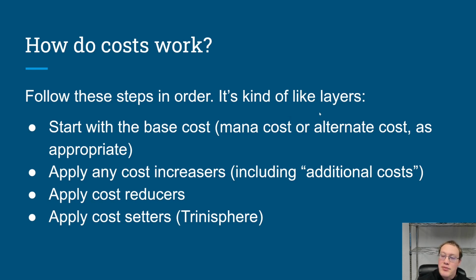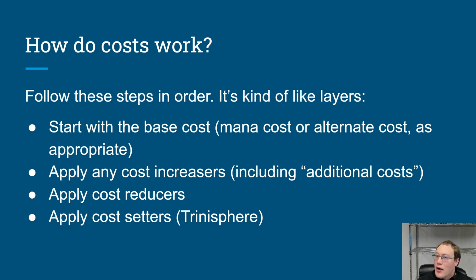But I think it's a really good analogy because there are these steps, and anything that happens in any of these steps is only going to apply in that step, regardless of what order stuff came into play or what order they started or how they apply. So you start with the basic cost, and that's the mana cost or the alternate cost, whichever is appropriate to how you're playing that spell. Then after that, you apply any cost increasers, including stuff that's an additional cost. Then you apply any cost reducers. And after all of that, you apply any cost setters, which for now is only Trinisphere. So that means Trinisphere is one of those special cards that's in the club of things that have a rule specifically devoted to determining how it works.